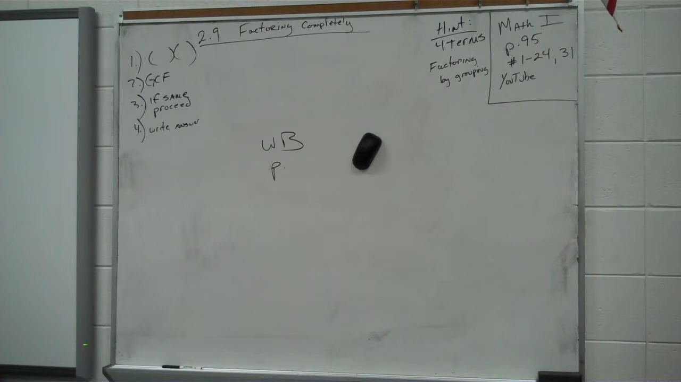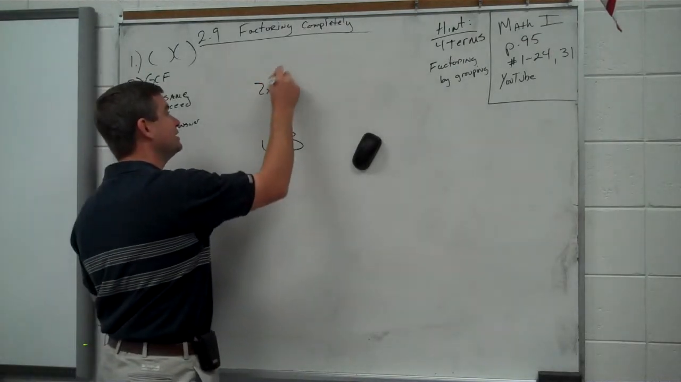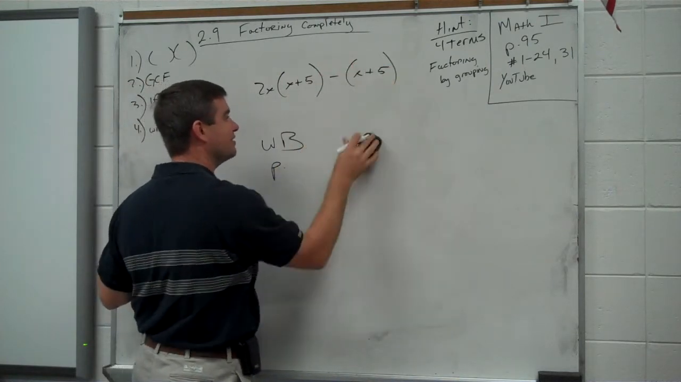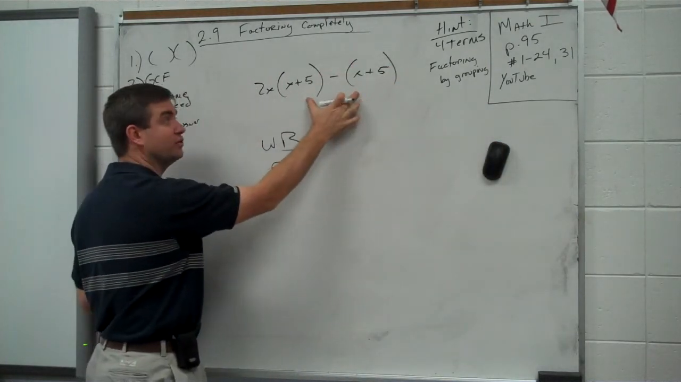Everybody look at C. 2x minus 1 and x plus 5. It's number 1. You've got the 2x. You've got the minus, and they're already the same. Let me write that down. 2x, x plus 5, minus x plus 5. See how they're the same?